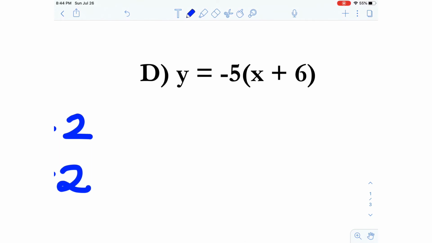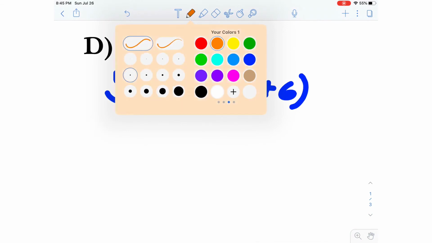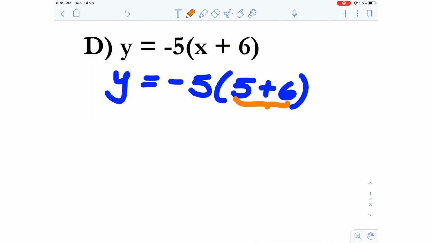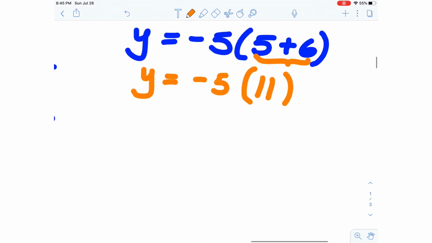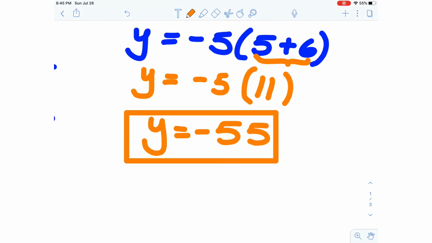And last one. There's more than one way I can do this one. I could distribute that -5 to start, or I can just plug it in. Plug in 5 right away. I always think that's easier. Order of operations tells me I got to do my parentheses first. So I get -5 times 11, which is -55. So y equals -55. And that is the final answer.